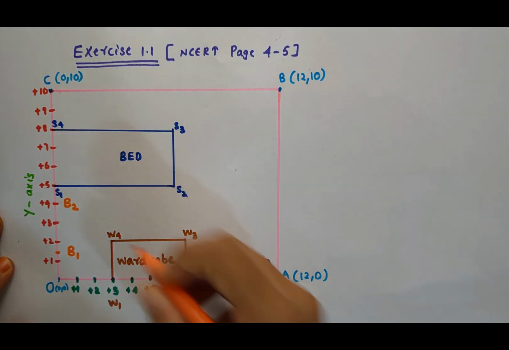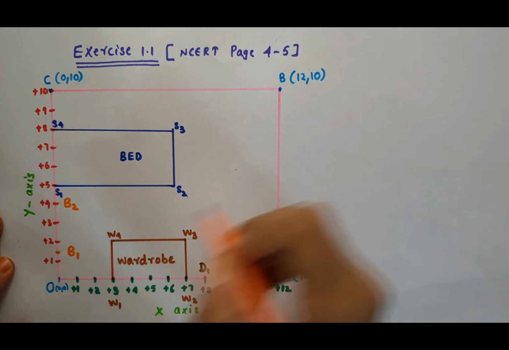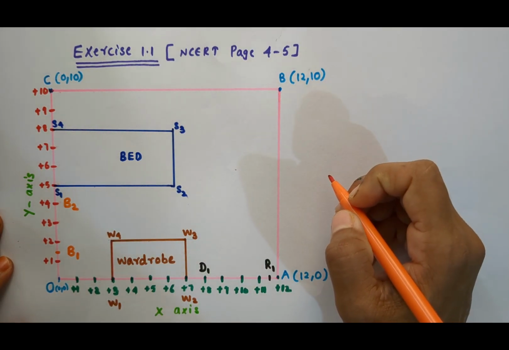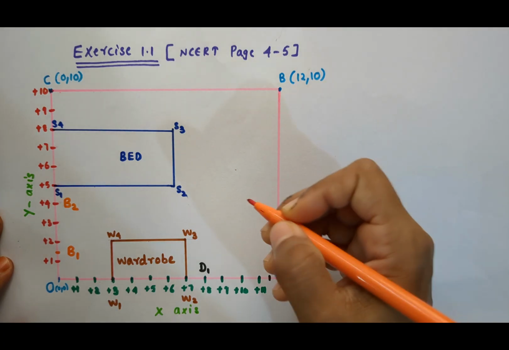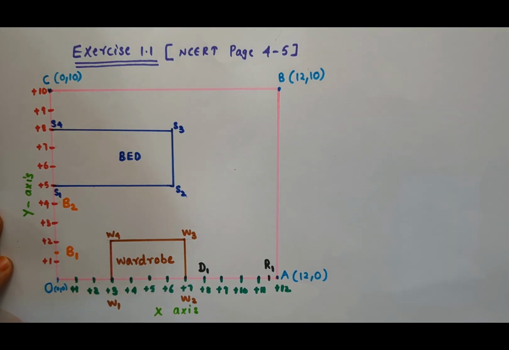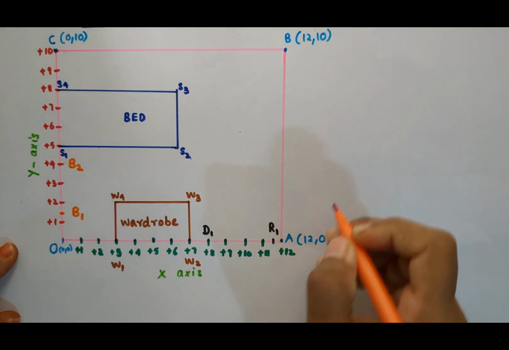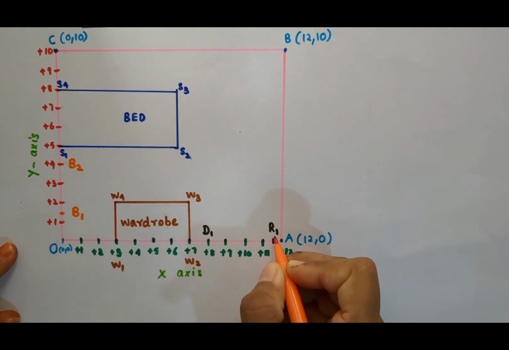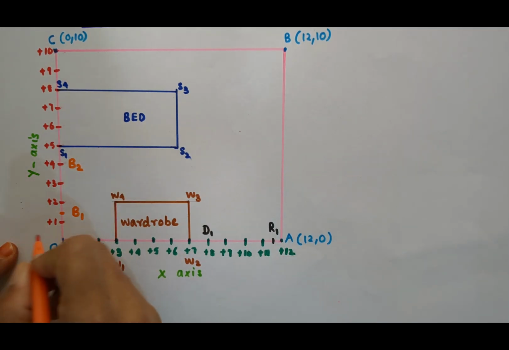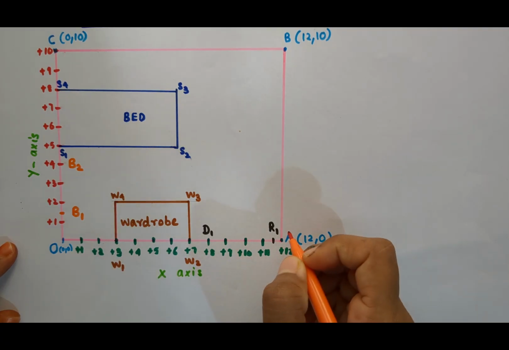The X and Y axes are marked in the figure. The point O is the origin. Now, a few questions are given there. We want to answer those questions. The first question is, if D1R1 represents the door to Riaan's room, how far is the door from the left wall, that is the y-axis of the room? How far is the door from the x-axis as well?